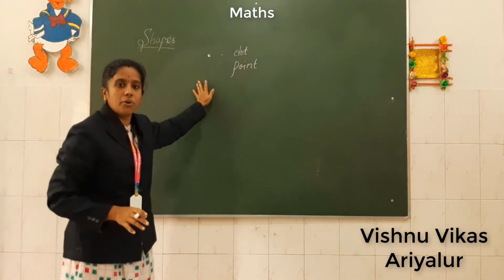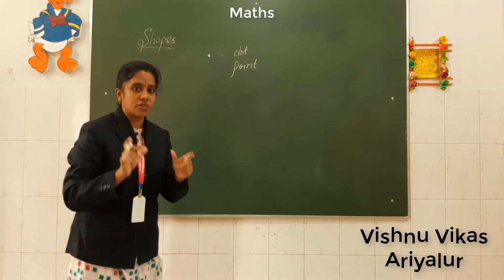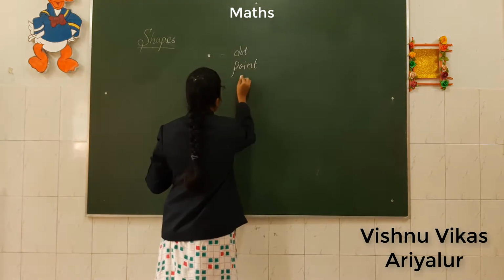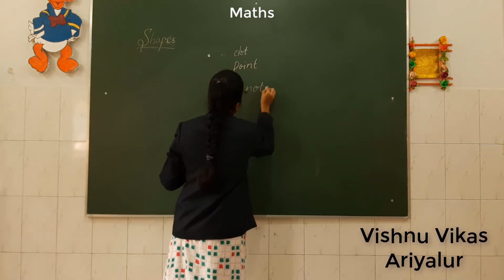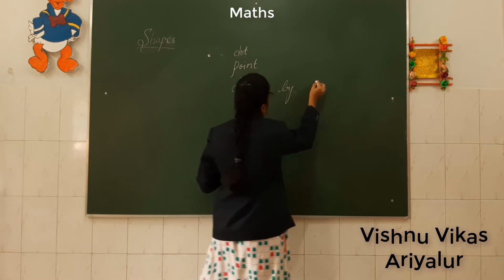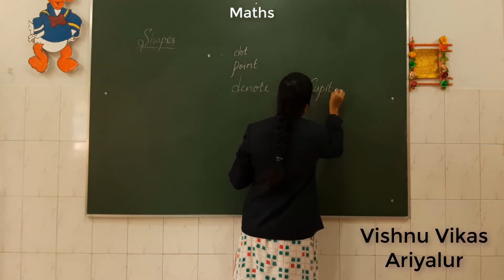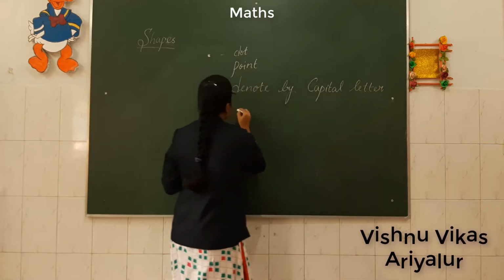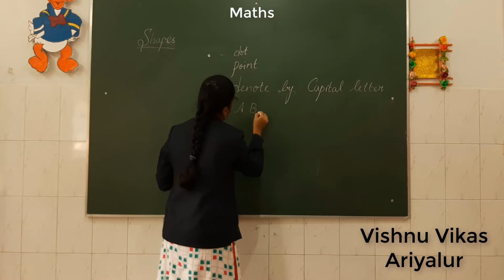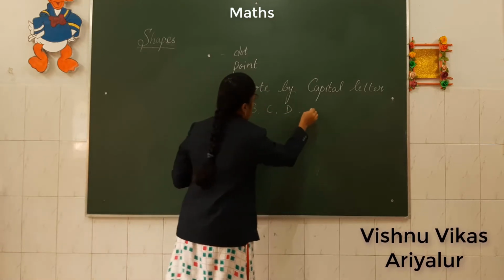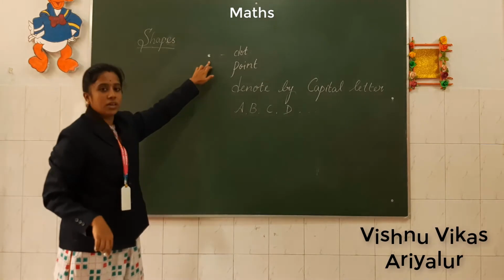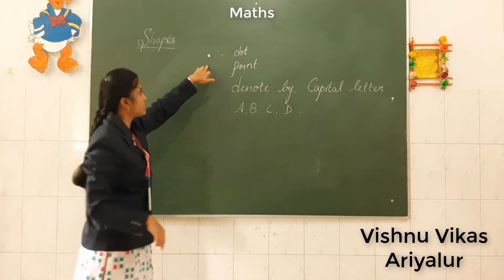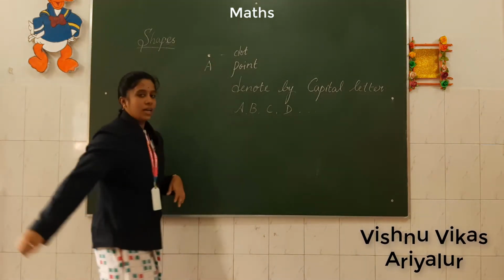Okay. So how do we denote the point? Using what name do we denote it? We are going to denote it by a capital letter, like A, B, C, D and so on. So children, can we denote this dot with a letter? Yes. So this dot is denoted by the letter A.